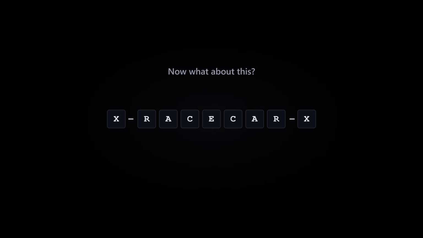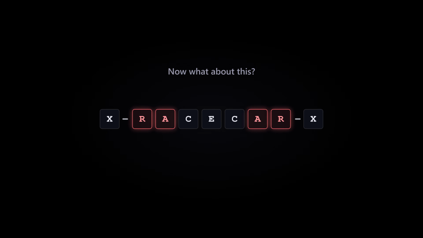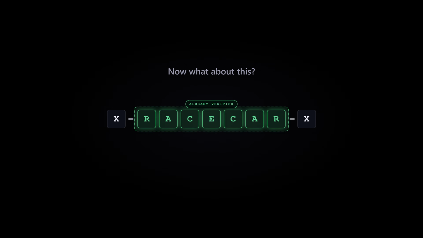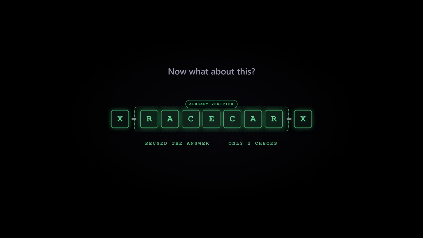Pay attention to what your brain just did. Did you check the R's, the A's, and the C's all over again? Of course not. You already knew the middle part was a palindrome. You only checked the two X's on the outside. You took a complex problem, realized you had already solved the hardest piece of it, and just reused the answer.